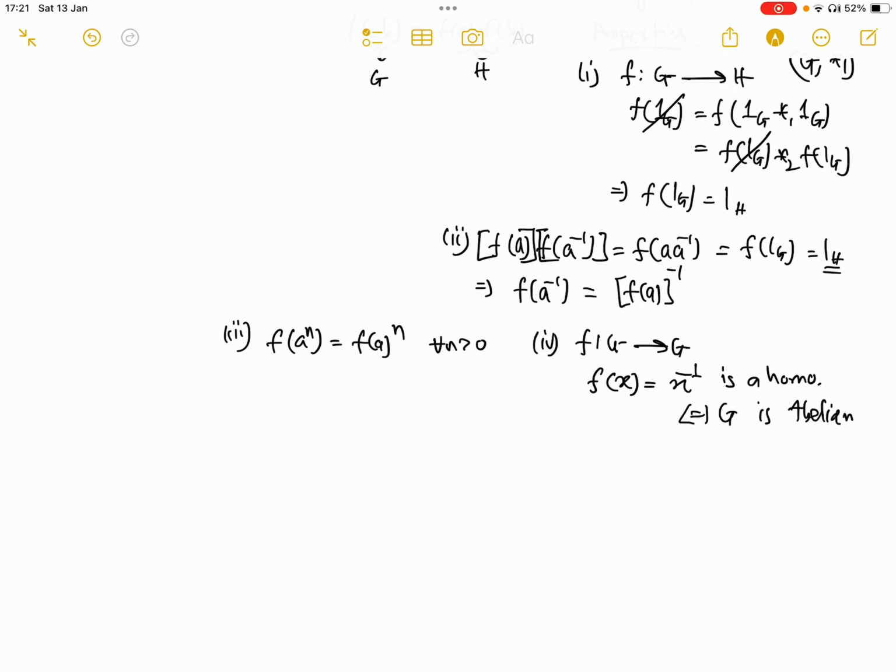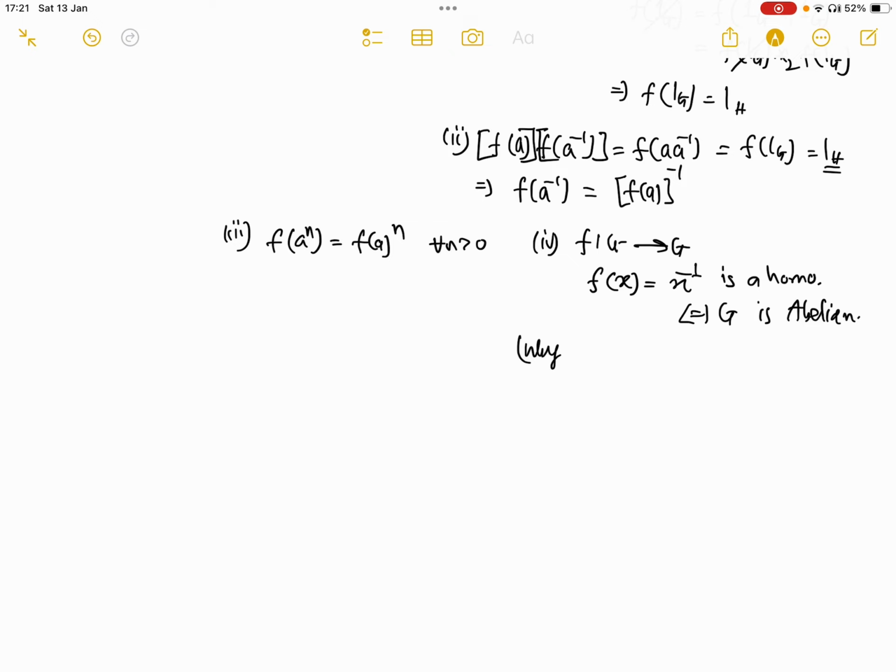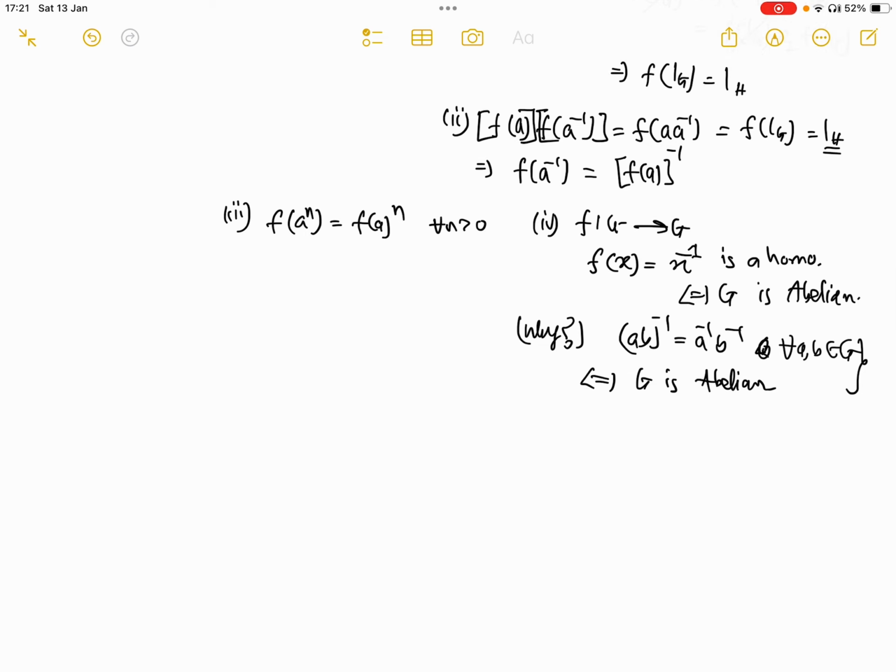That's very easy because this holds for all A, B in G if and only if G is abelian. Precisely, this is the same as saying the inverse map is a homomorphism if and only if G is abelian. So these are some properties.